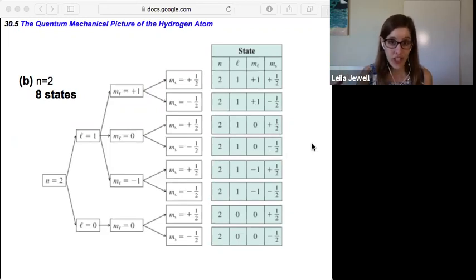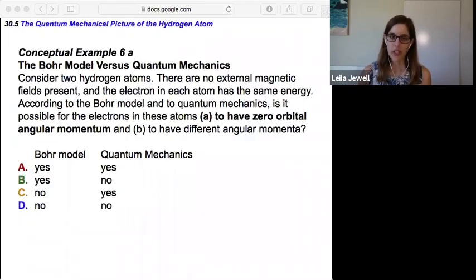So this is now very different from the Bohr model. As your n increases, the quantum mechanical picture reveals a pretty dramatic difference between the two models. So let's take a further look at this with a conceptual example of the Bohr model versus quantum mechanics. Consider two hydrogen atoms. There are no external magnetic fields present, and the electron in each atom has the same energy. According to the Bohr model and quantum mechanics, is it possible for the electrons in these atoms to A, have 0 orbital angular momentum, and B, to have different angular momenta?